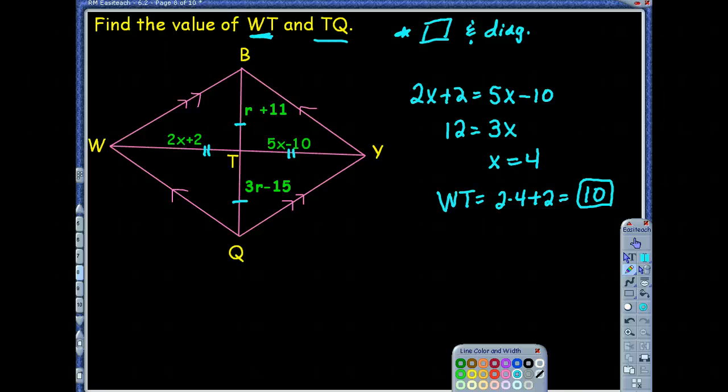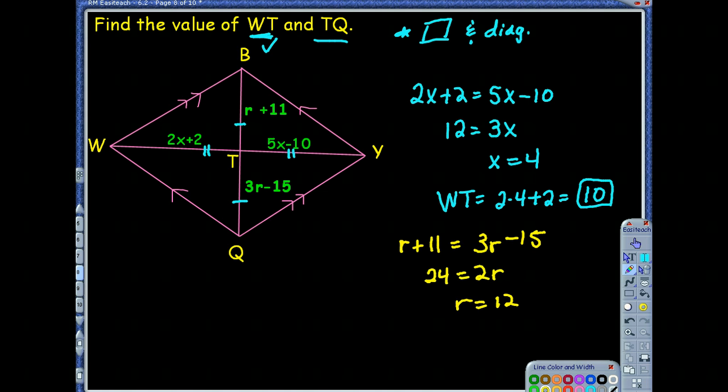Okay, so we got one piece down. Let's move on to TQ. Okay. So for TQ, now I'm dealing with the stuff with r, so I'm going to solve for r first. I know that those two things should be congruent, therefore their measures should be equal. So r plus 11 is equal to 3r minus 15. So 2r equals 26, we're working backwards. r is 13.